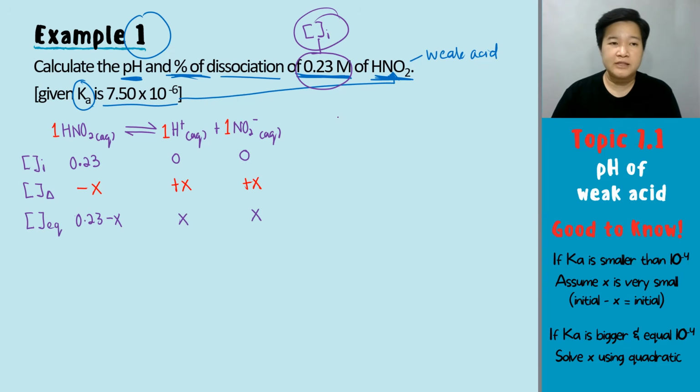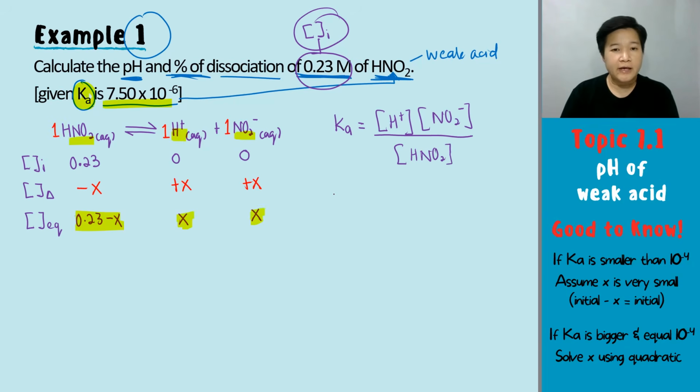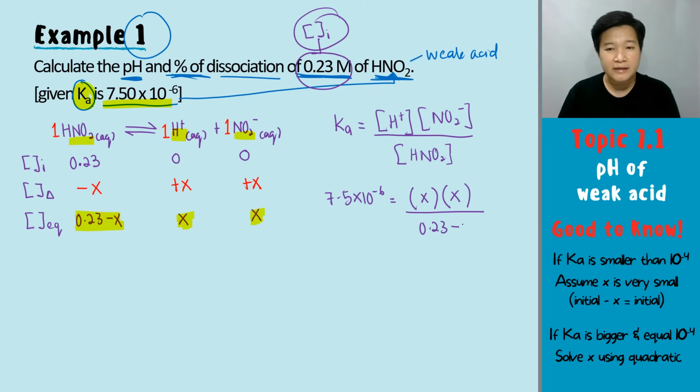The next step is to write the formula of your Ka. By using the equation, your Ka will then equal the concentration of H+ times the concentration of NO2- over the concentration of HNO2. Your Ka over here, 7.5 times 10 to the power of negative 6, concentration of H+, X, concentration of NO2-, X as well. HNO2 over here will be 0.23 minus X.